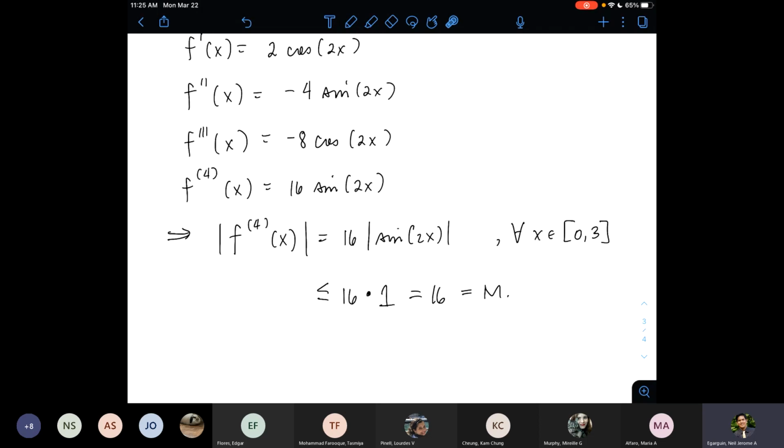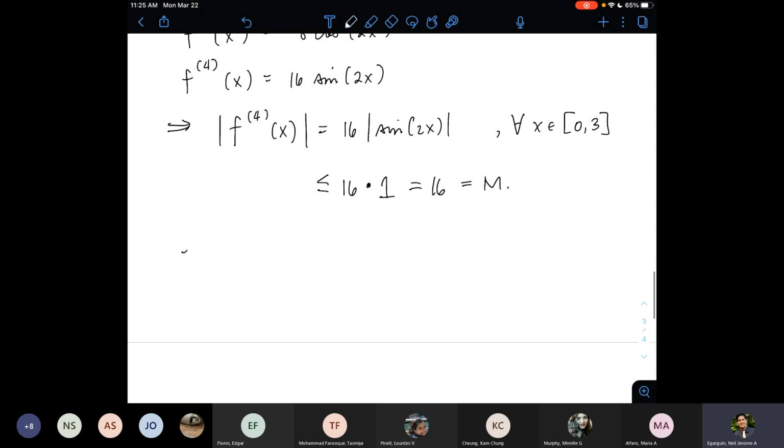So that means pi over 2 is about what? 3.14 over 2, so 1.5 something. So definitely the sine function will attain the value 1 over this interval, because 2x will be between 0 and 6, so pi over 2 is definitely inside that interval.